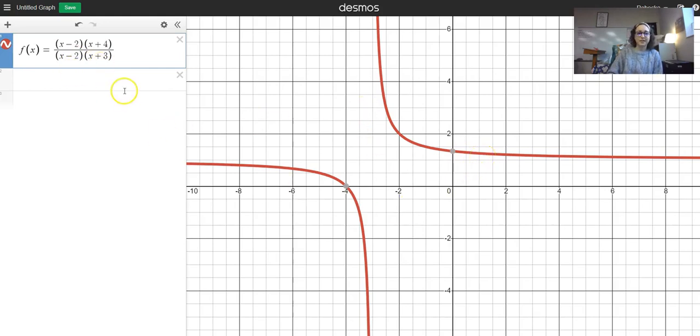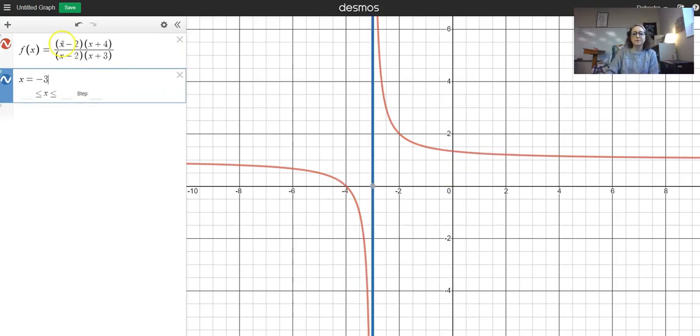Okay, so at negative 3, I can clearly see, well, that's a vertical asymptote, right? And that's because that's an x value that makes the denominator 0 that does not cancel out. Remember, that's a non-removable discontinuity. I cannot remove that factor of x plus 3. But what about this factor of x minus 2?